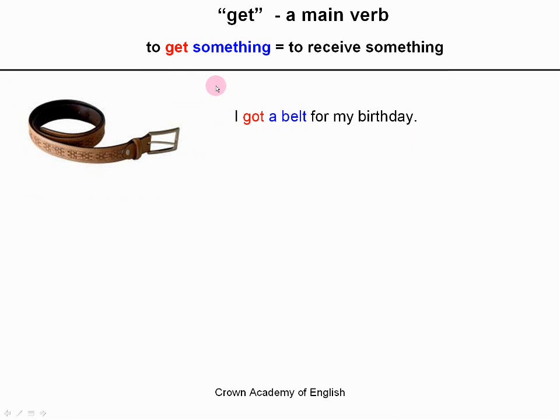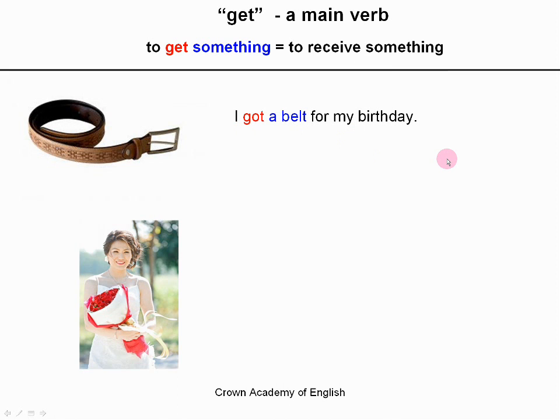The colours are here to help you with the form. So the colours in the example here, they correspond to the colours in the definition at the top here. So for example, in red, we have the verb get in the correct tense. And in blue, blue is the object, the something. So belt. Okay, so the colours are there to help you with the form. Example 2. Jane got a bouquet of flowers this morning. Okay, so receive.